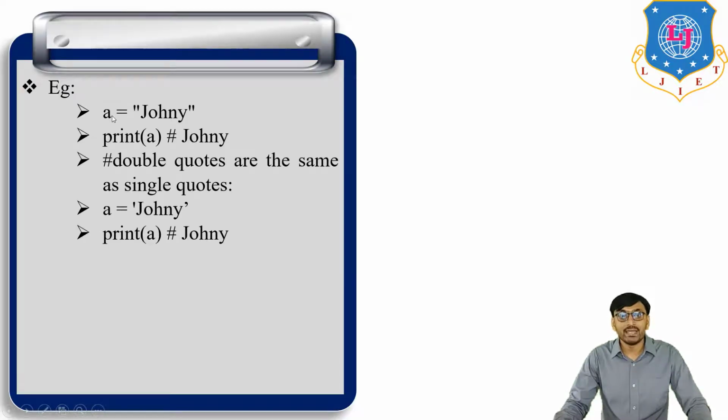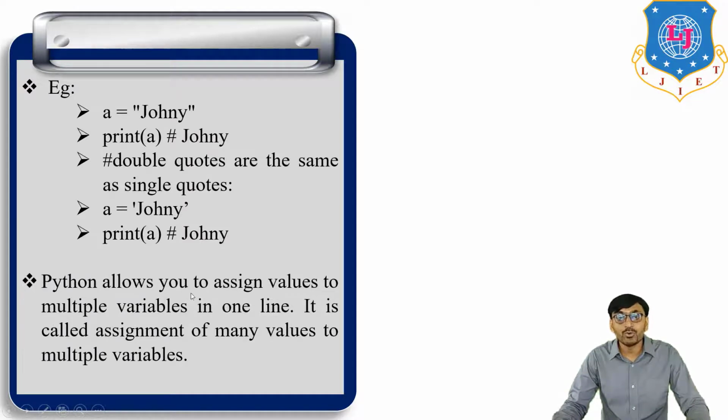For example, A is equal to Johnny, that is in between double quote. If we print out A, then we get Johnny. So double quote are the same as single quote. For example, A is equal to Johnny in the single quote. If we print out A, then again we get Johnny. So double quote are the same as single quote for string.